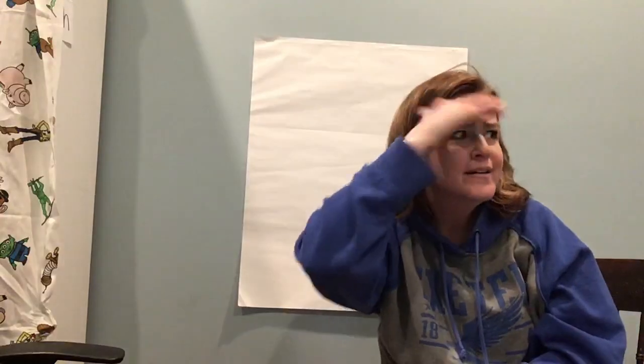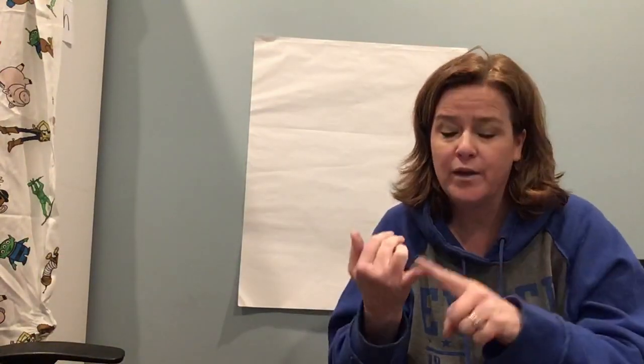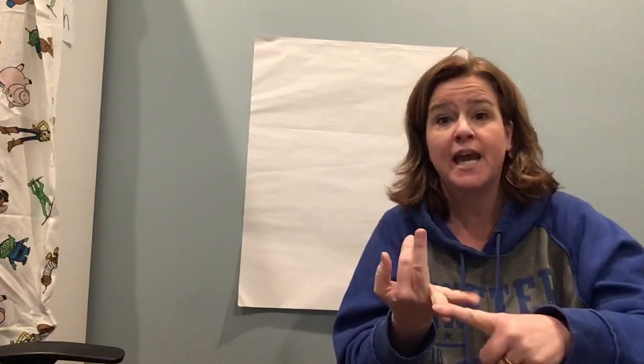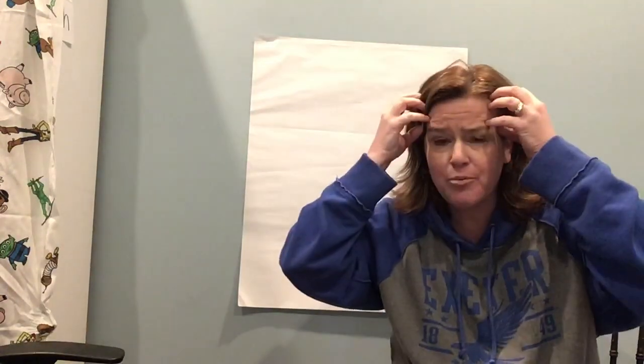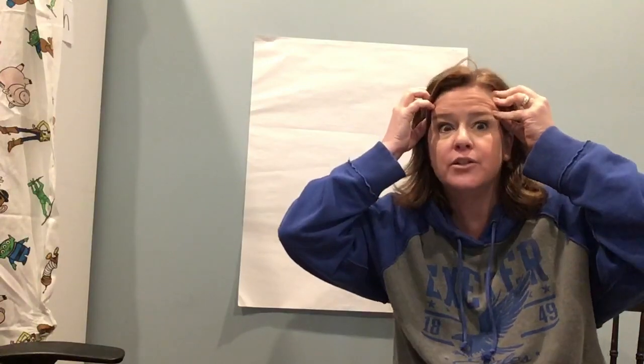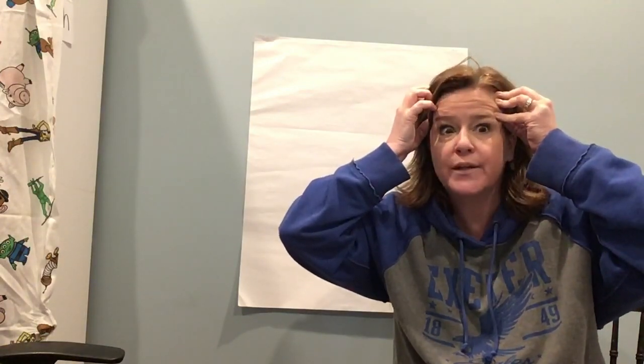The setting of a story is where the story takes place. So we want to think, where does the story take place? We want to name the characters in our story, and then we want to do the major events of the story, the things that happen in our story that make our brain go, oh my gosh, that is a big part of this story, okay?